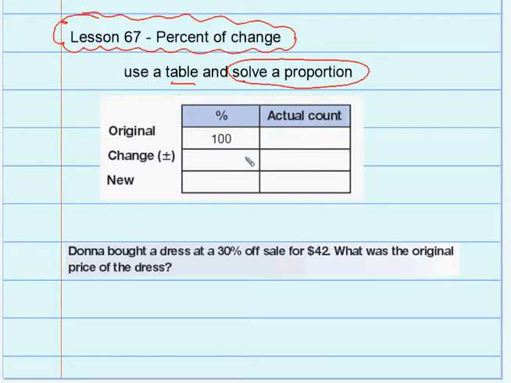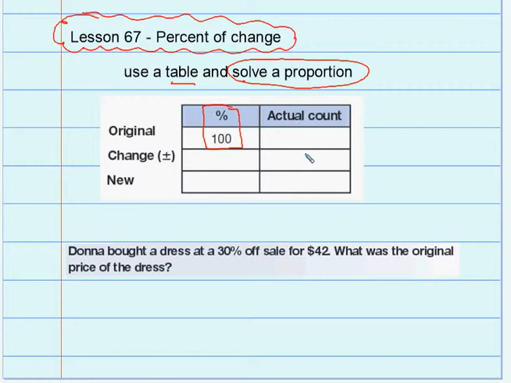So your ratio table, or your table, because it's not a ratio anymore, it's a percent and an actual table, and you're going to have the original, a change, which is going to be a plus or a minus change, and then a new. Now, the percent column will always start with 100. And then we will either add an increase or subtract a decrease to get a new percent, and we'll fill in the actual information as we get it.